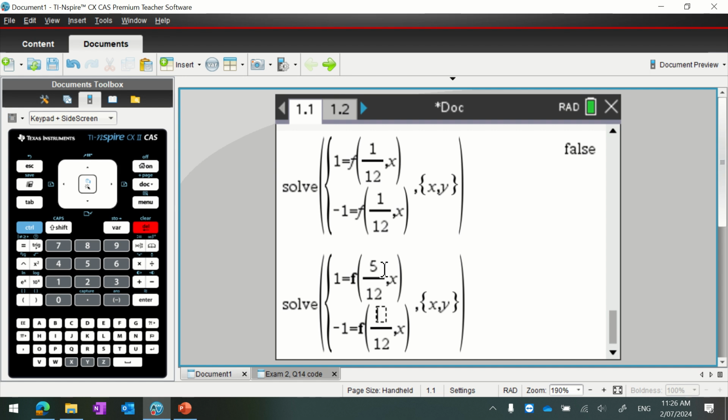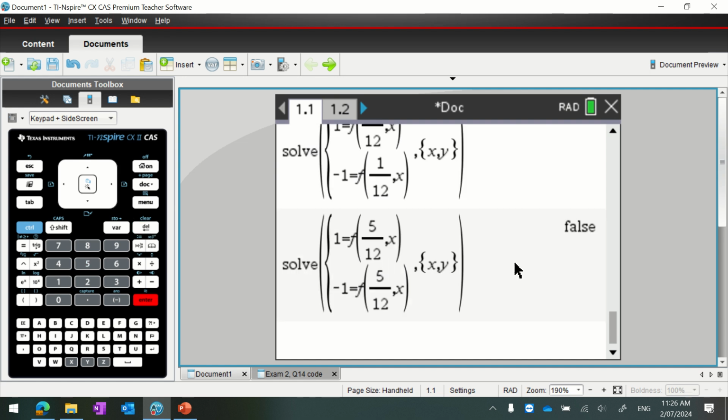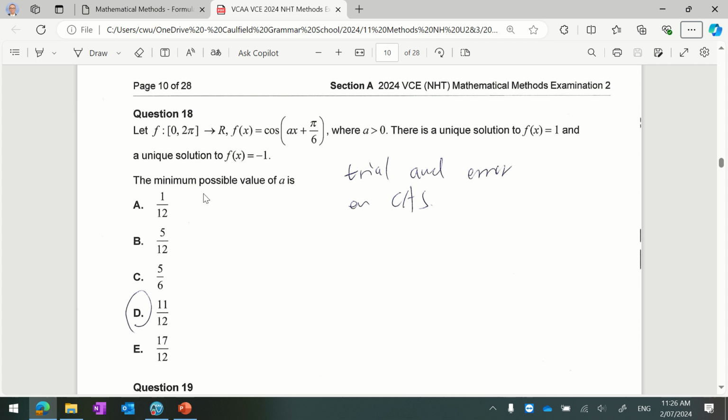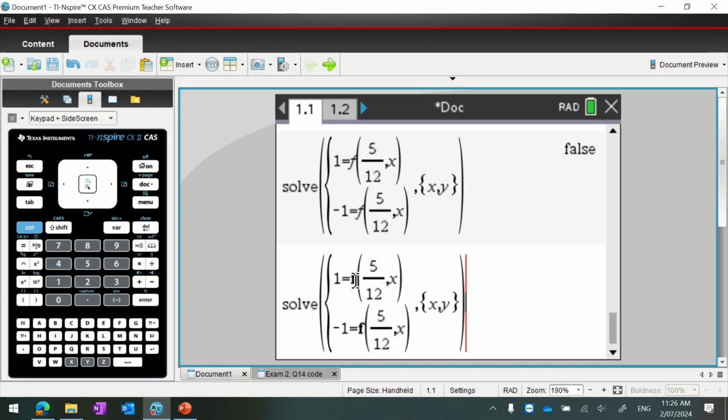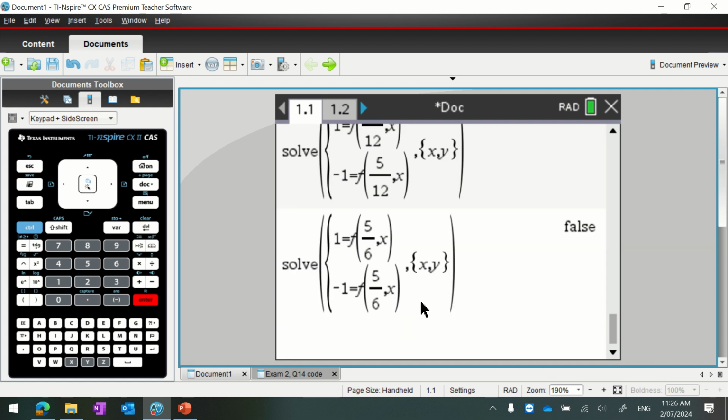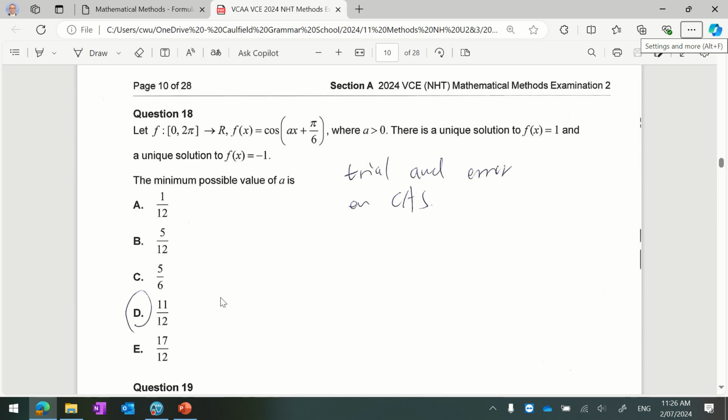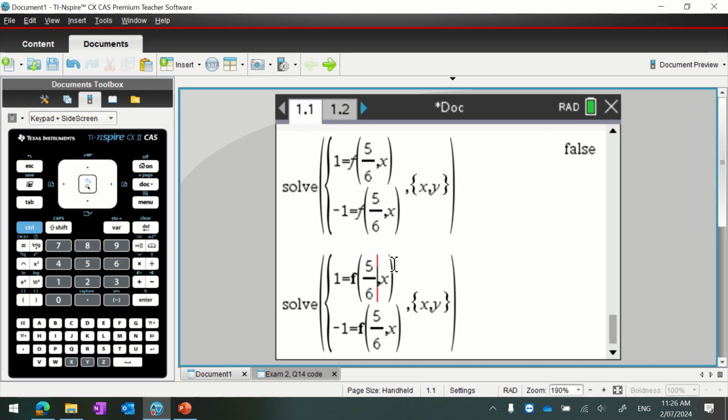5 over 12, that's also false. So option B is gone. So option C, 5 over 6, that's also false. There's no solution. And then the next option is option D, 11 over 12. So we are going to do that, 11 over 12.